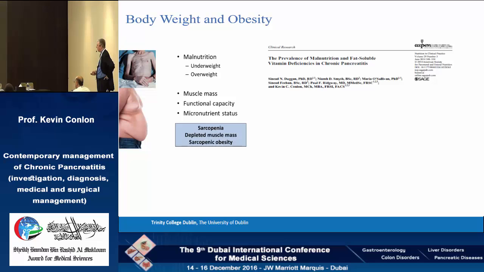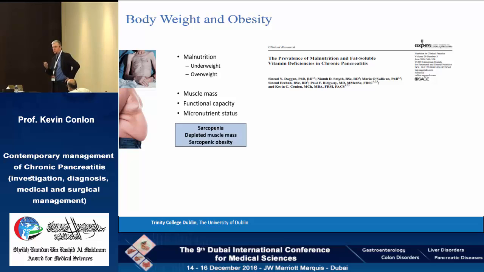So if you think about patients who present, as a surgeon, I always thought that patients who presented with chronic pancreatitis are in their 60s, they're male, they smoke, they drink too much, and they are very thin, they look cachectic. And of course, now what we're seeing is they're younger, not all of them will take alcohol to excess, and they're actually increasingly female. So we were interested in looking at malnutrition, muscle mass, functional capacity, and we were looking at sarcopenia.